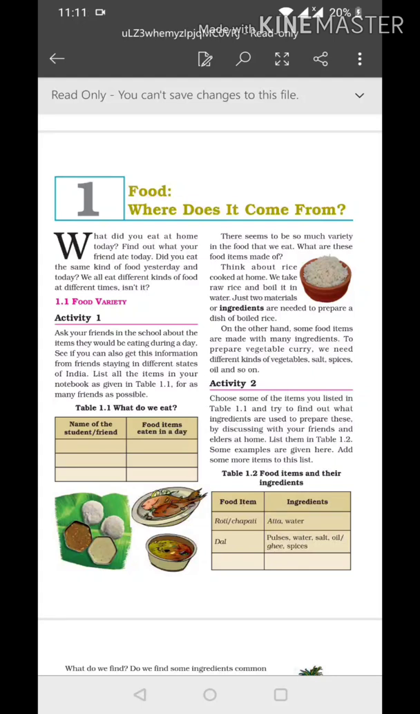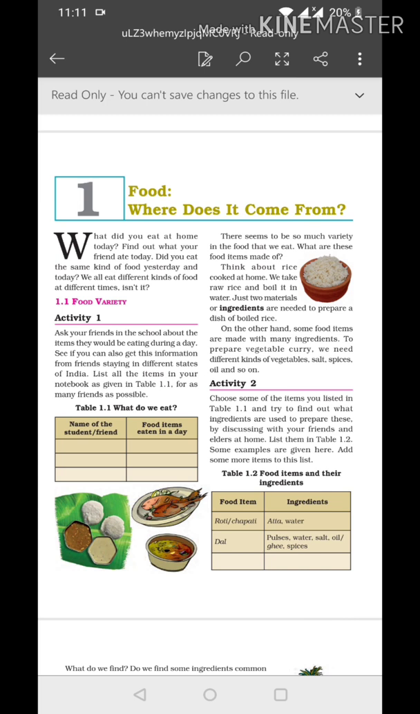In the previous video, we learned about what is food, what is the importance of food, which are the different variety of food and ingredients. Now what is food? Food is something that we eat in our daily lives. And what is its importance? Food is important because it gives us energy. It helps in growth and development of our body. And it helps to protect us from various diseases.